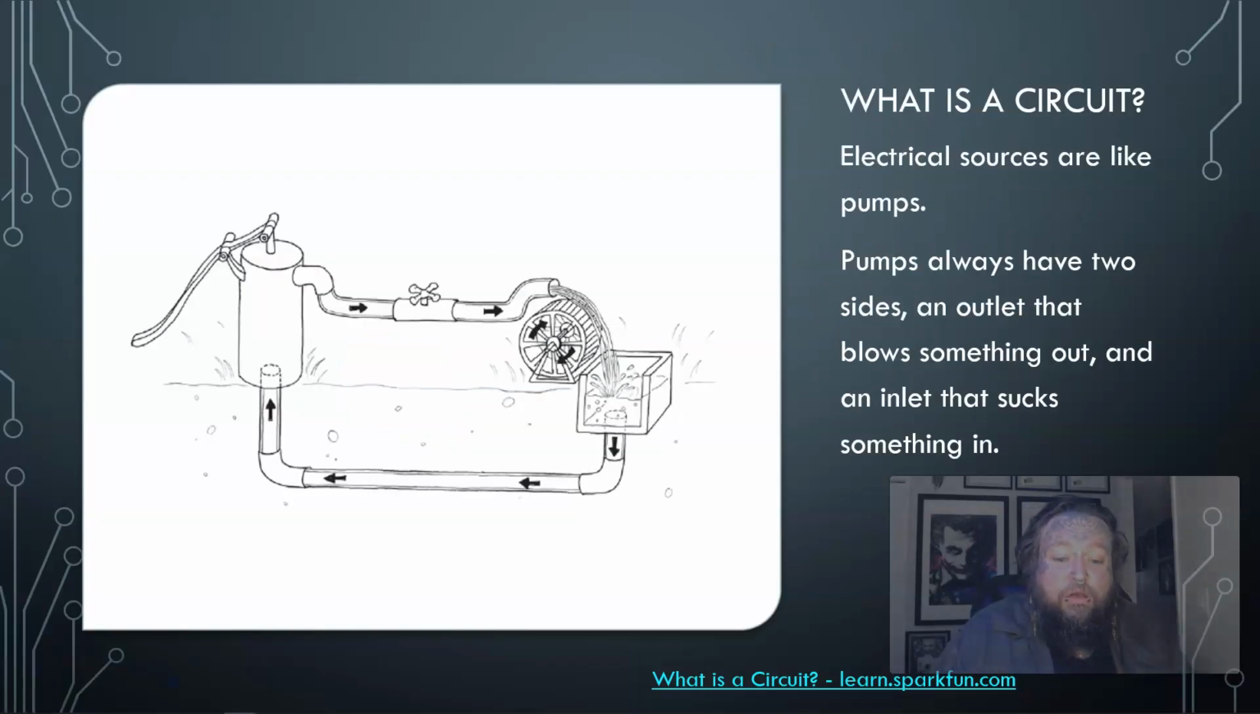So electric sources are like the pumps. Pumps always have two sides: an outlet that blows something out, and an inlet that sucks something in. That's why we're thinking about this analogy: the pressure of the pump pushes whatever reservoir we have here, moving the water through, and at the same time sucks something back up, and that's due to the higher and lower pressure.